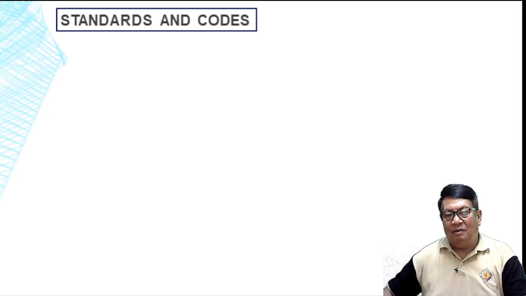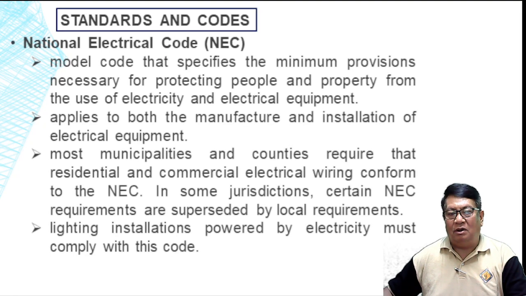Okay, so we have also these standards and codes. One of the codes that we have is the National Electrical Code, or NEC. This is the model code that specifies the minimum provisions necessary for protecting people and property. It applies to both the manufacturer and installation, and most municipalities and countries require that residential and commercial electric wiring conform to this NEC.